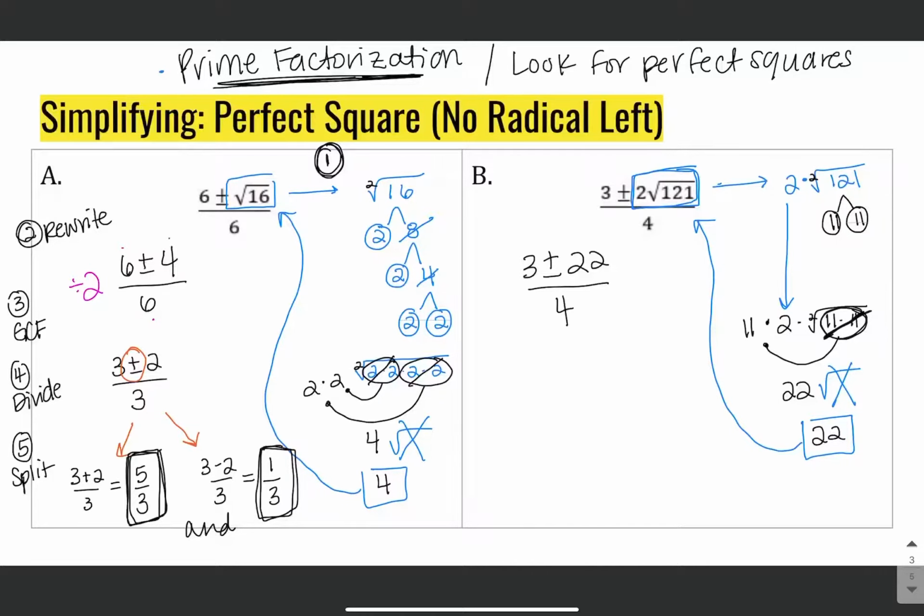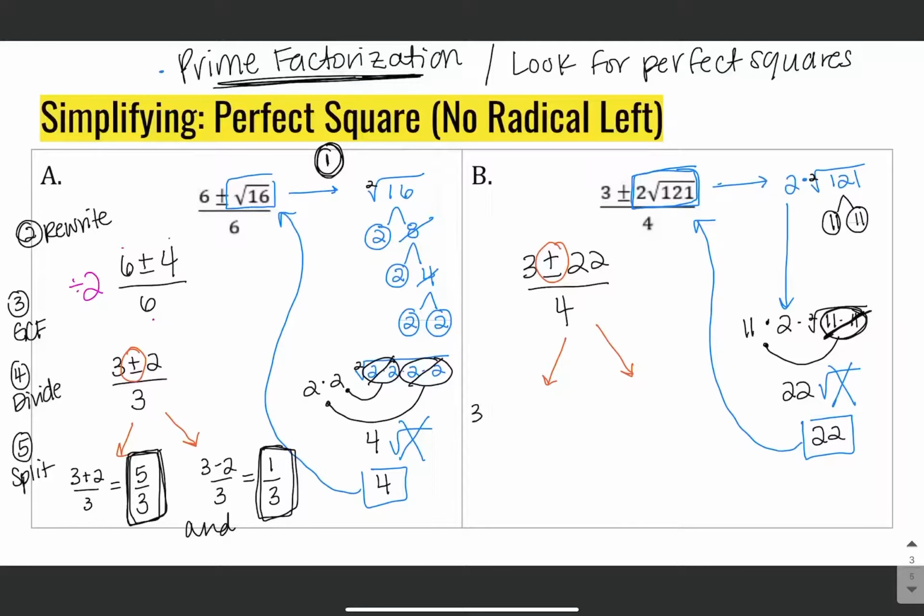After I rewrite, I'm going to find the GCF if I have one. Now, if I look at this one, if I'm looking at 3, 22, and 4, now I know that 22 and 4 are divisible by 2, but 3 is not divisible by 2. 22 is not divisible by 3, and 4 is not divisible by 3. So in this case, there's no GCF. So I can't divide, I can't simplify this further, and that's okay. Sometimes that happens. So we're actually going to skip down to step number 5. We're going to go ahead and split this into its 2 pieces based off the positive and the negative sign.